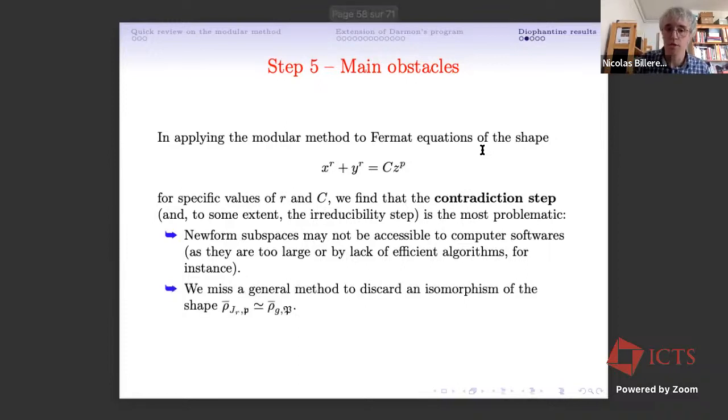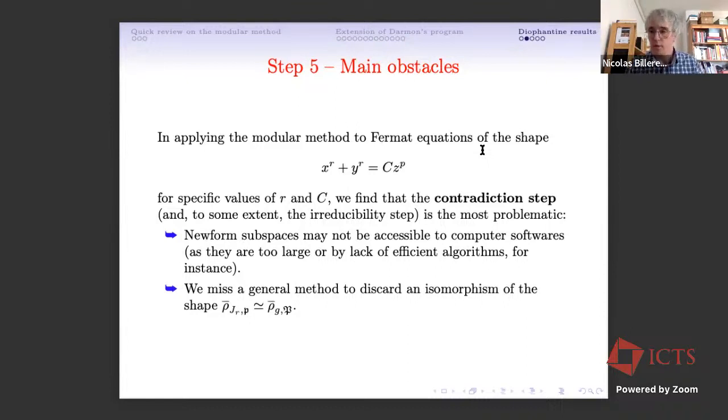And also because we lack a general method to discard an isomorphism of the shape rho bar, an isomorphism between the mod P representation attached to some abelian variety and the mod P representation attached to a Hilbert newform. You might think already about how you discard an isomorphism between the P-torsion group, the mod P representation, attached to 2 elliptic curves over Q. It's really difficult, right? If they look too similar, you don't know how to discard it. So these are the 2 issues that we are facing now.